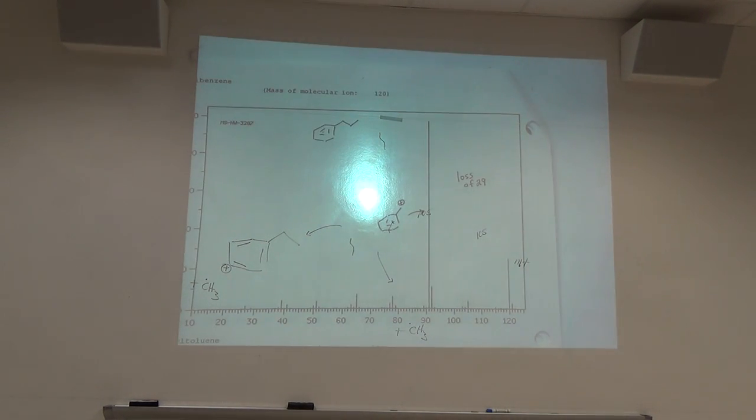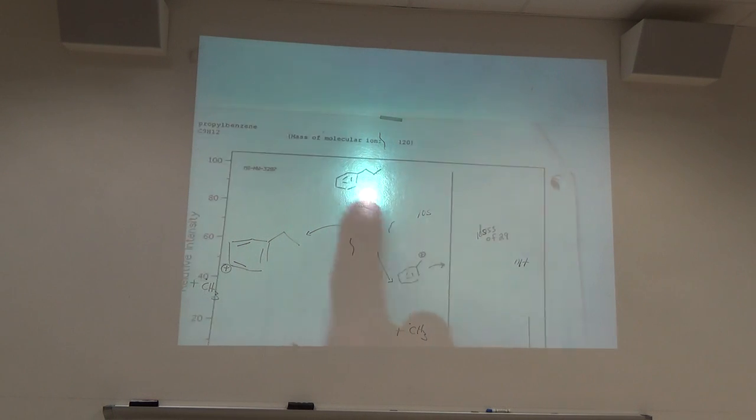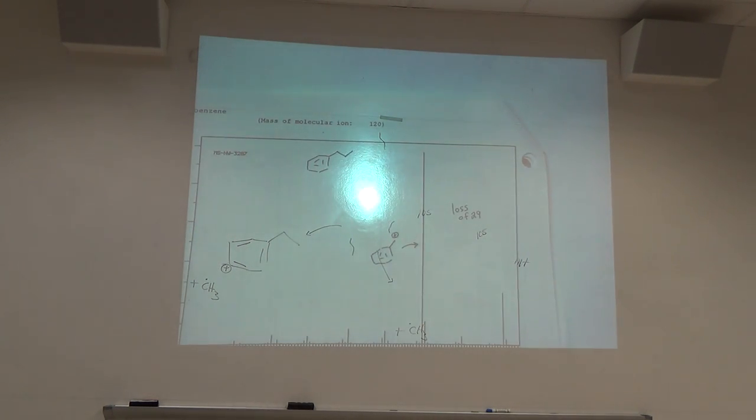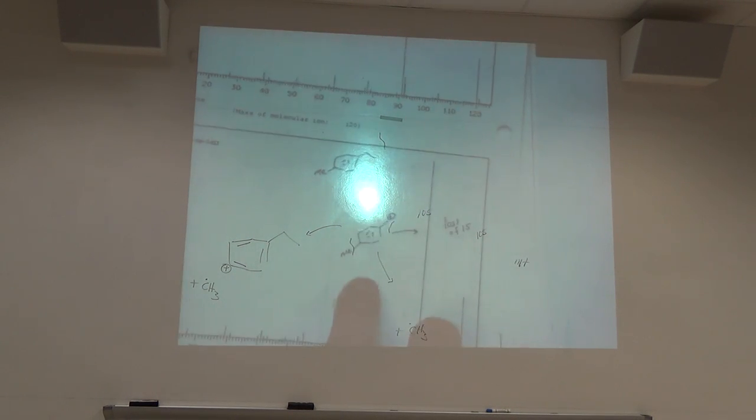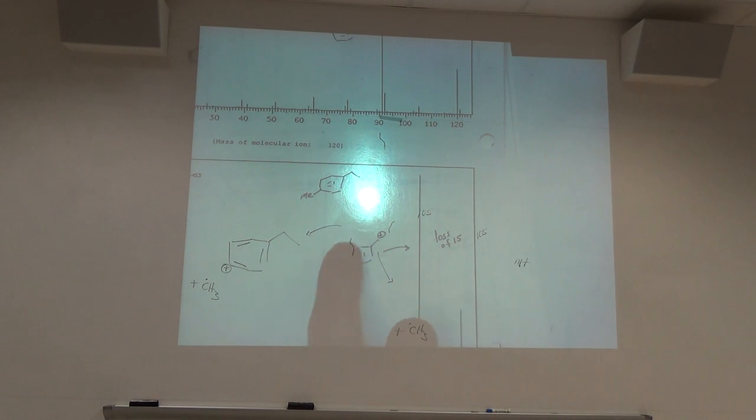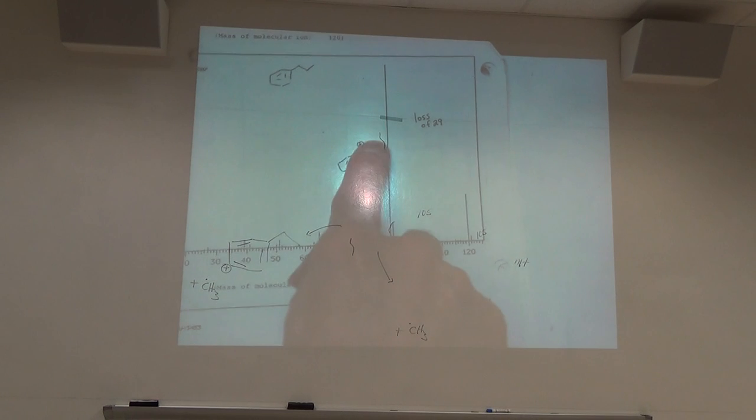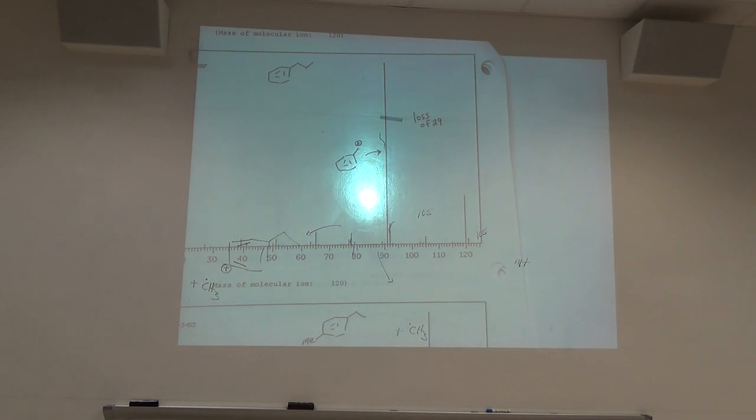So, what we have on this page is two isomers. They both have mass of 120, but they have very different mass specs. Up here, you expect loss of what to give a benzylic cation? 29. But down here, you expect loss of what? 15. And if you understand that, you see the mass specs are very different.